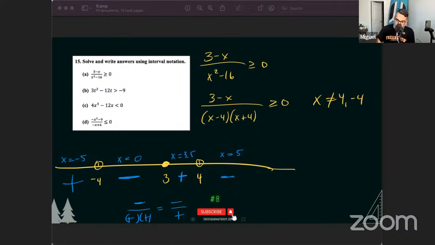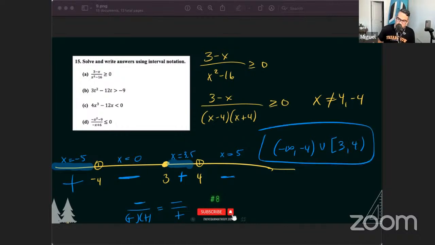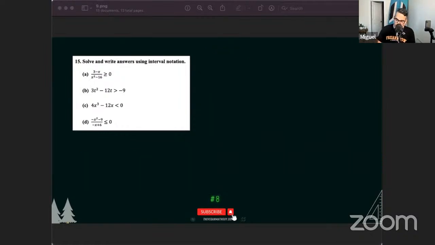So we're trying to find the intervals when this is greater than or equal to 0. It's going to be these here. Okay, so then our intervals for this, our answer is going to be negative infinity to negative 4, not included, union, 3 is included to 4, but 4 is not included. That is where it's greater than or equal to 0. That's exactly what we're going to do for part B.